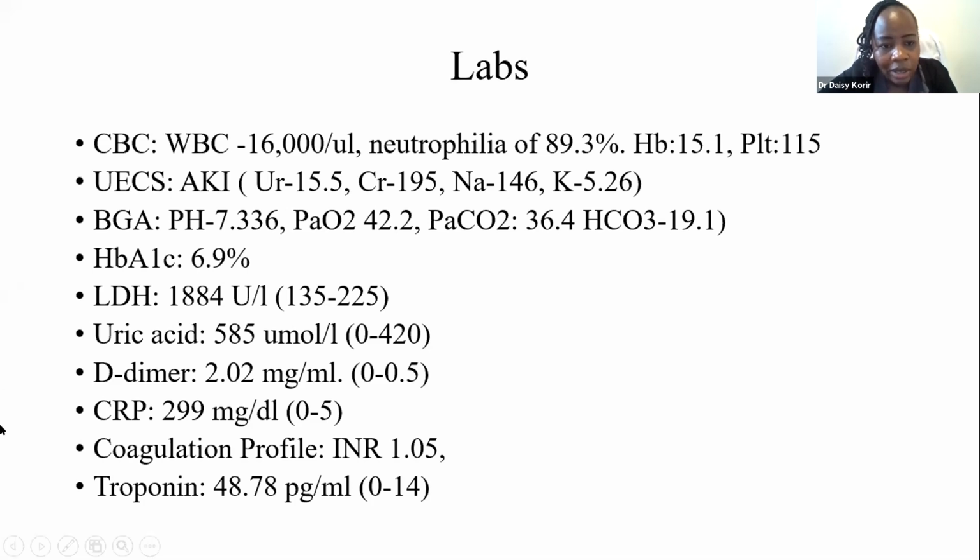The LDH was markedly elevated at 1,884, and uric acid had also been ordered, and it was at 582. D-dimers were also 4 times elevated at 2.02, and the CRP was also very elevated at 299 with a normal coagulation profile where the INR was 1. Troponins were also high at 48.78.